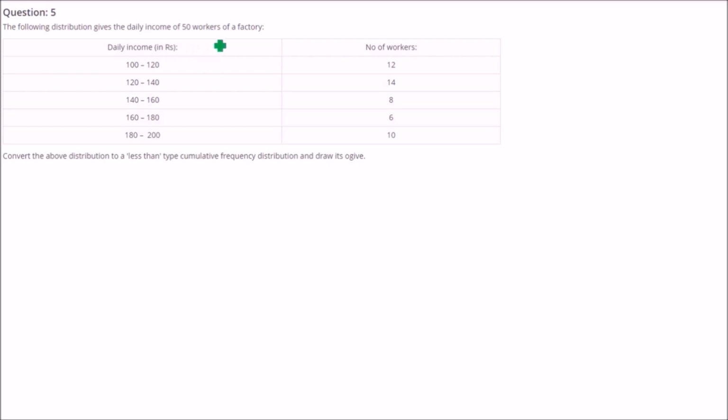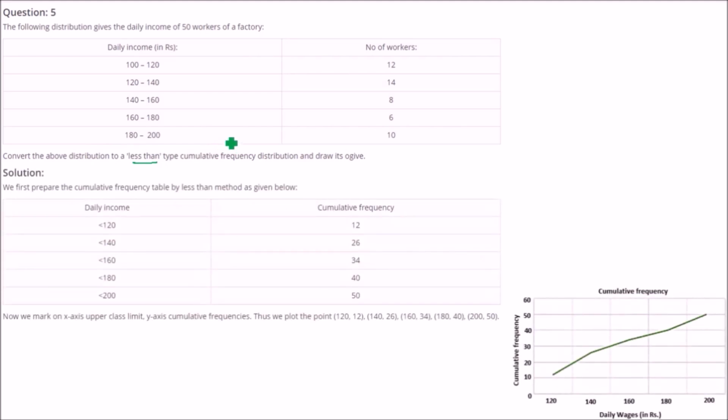The following distribution gives the daily income of 50 workers of a factory. Convert the above distribution to less than type cumulative frequency distribution and draw its OGIVE.